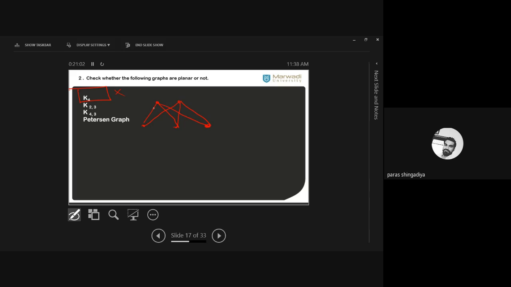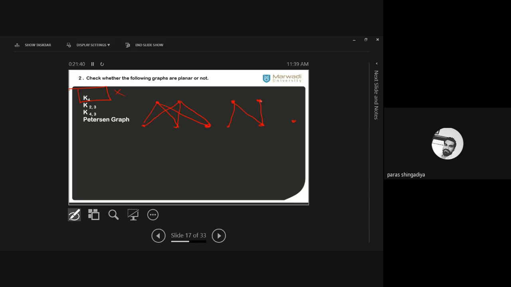K33 is non-planar. How many edges are there? 9 edges. And how many vertices? 6 vertices. Clear? So any graph with fewer than 6 vertices and fewer than 9 edges will always be a planar graph. Any complete bipartite graph like that will always be planar. Here it is 5 vertices and 6 edges, so it is less than 6 and less than 9. So we can easily embed it as a planar form.